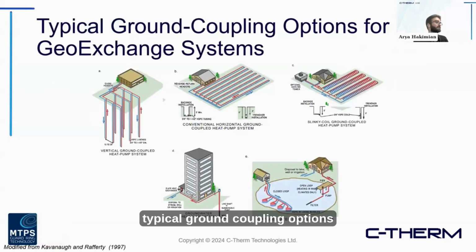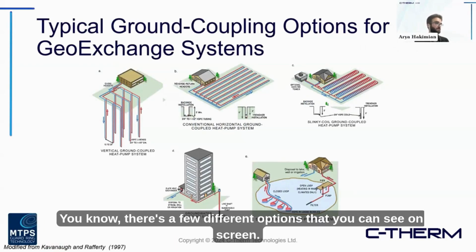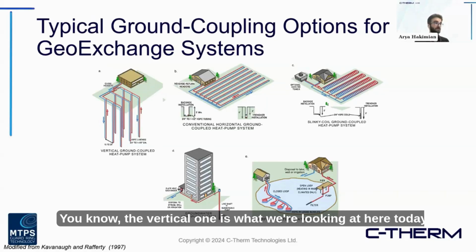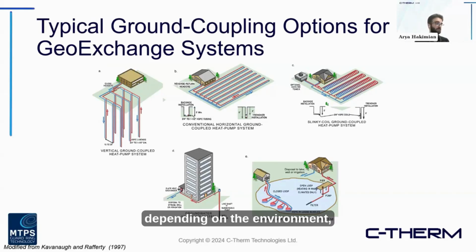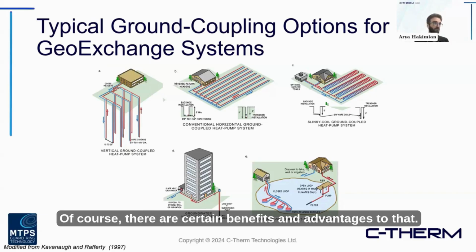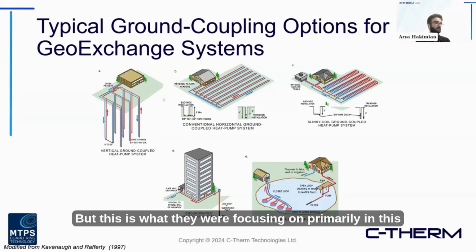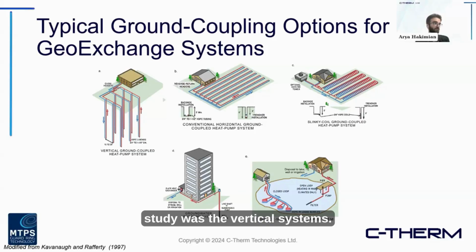So typical ground coupling options for these geo-exchange systems, there's a few different options there you can see on screen. The vertical one is what we're looking at here today. But of course, there are a variety of options there, depending on the environment, the area that is being employed. Of course, there are certain benefits and advantages to each here. But this is what they were focusing on primarily in the study, was the vertical systems.